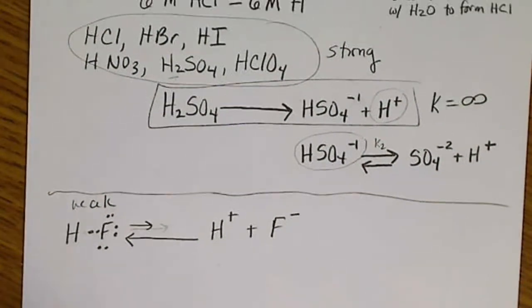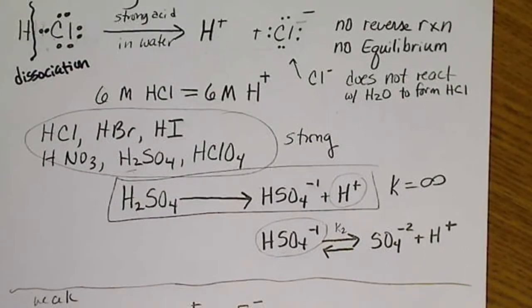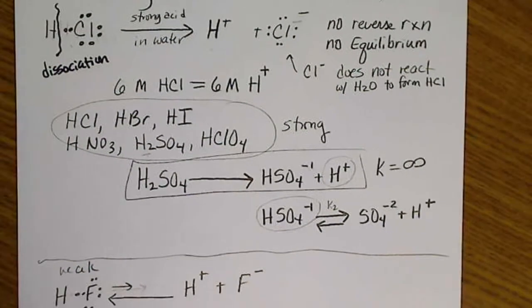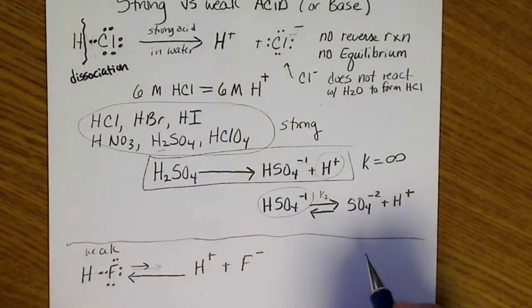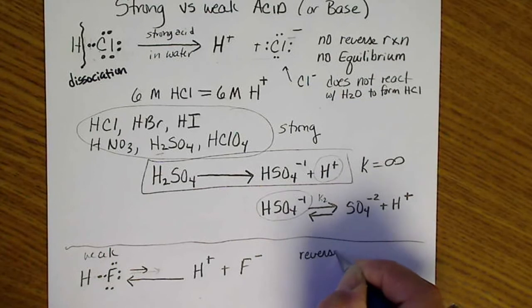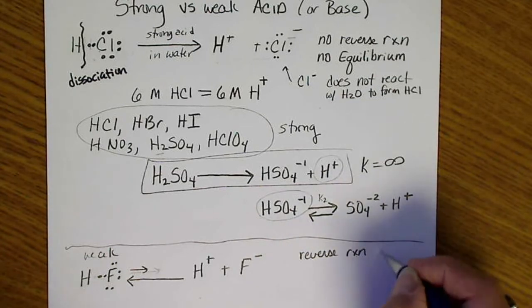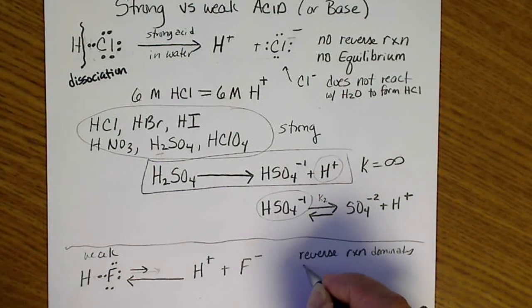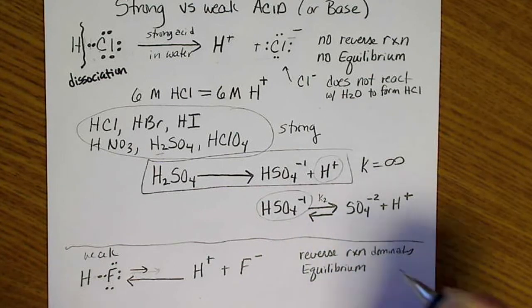And the equilibrium constant for this, if we compare that to here, this does have a reverse reaction. Let me zoom out a little bit here. So this reaction runs in reverse. So the reverse reaction dominates, really. So this does experience equilibrium. So the equilibrium constant K is quite small.